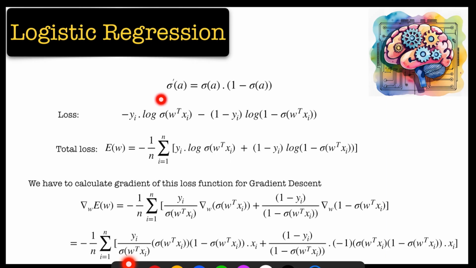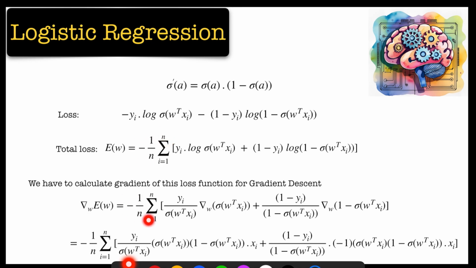Now we got the derivative of sigmoid: sigmoid of a times 1 minus sigmoid of a. That we'll use while calculating the gradient of our loss function. So the loss function is this, we earlier saw. This is for one ith input. If we are considering all the n samples, it will be minus 1 by n times summation of i equals 1 to n of this whole thing. So we have to calculate the gradient of this loss function for gradient descent. That's what we are calculating here.